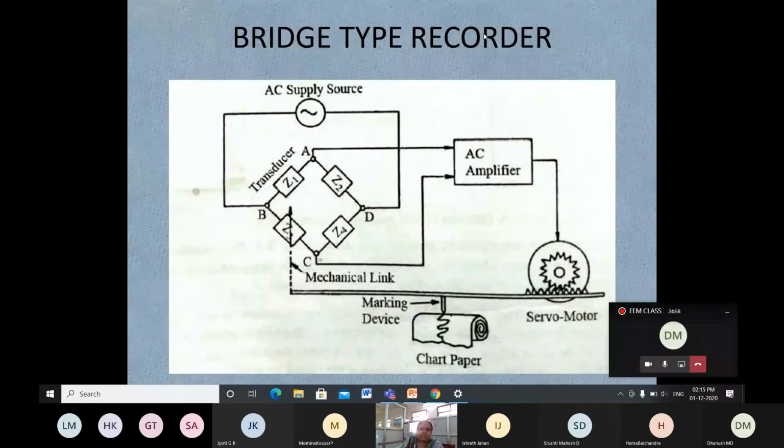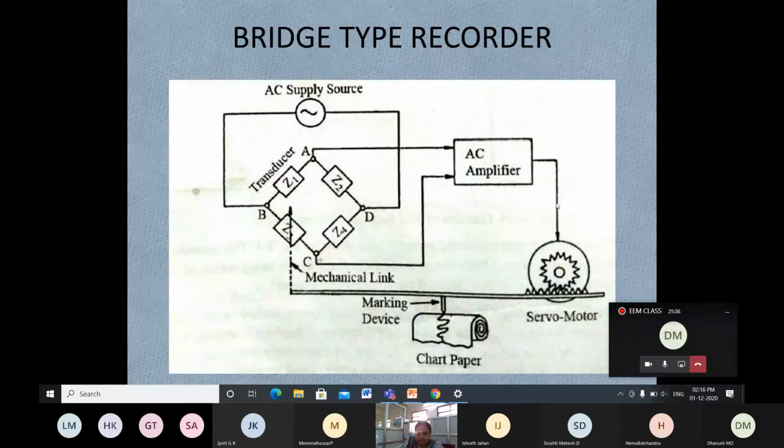Next is the bridge type recorder. In the bridge type recorder, the construction is almost similar to what we learned in the bridges, how the operation goes, the balancing condition and all. Here the only thing is that across the bridge, we connected an AC amplifier instead of a galvanometer or the different detectors we learned, headphones and all. Here it is connected across BD. An AC supply source is there across the other terminals.